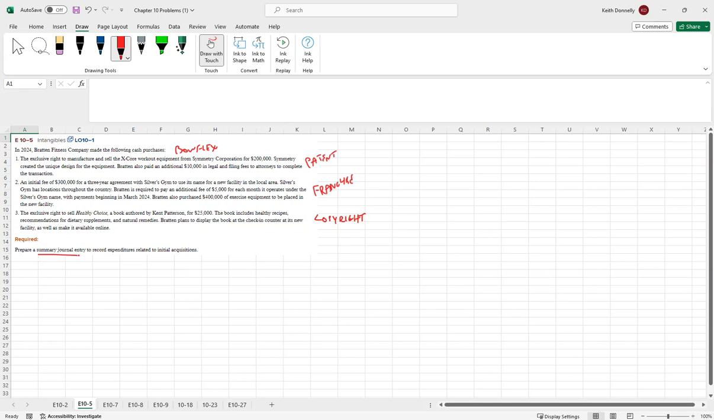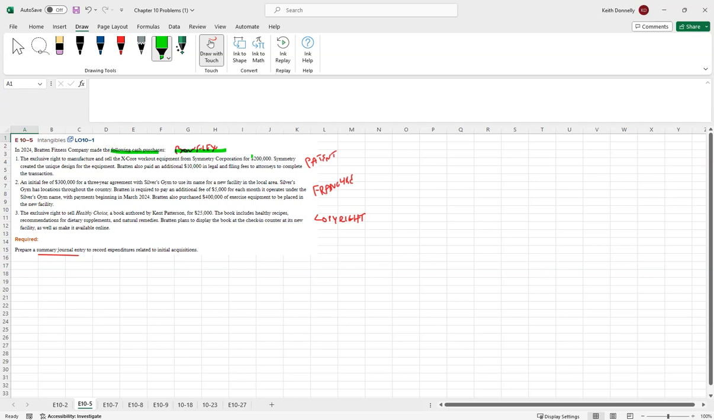Prepare the summary journal entry to record the expenditures related to the initial acquisition. So we have some intangibles here. Let's start with looking at it. So they get the patent. Essentially, they buy the patent here for the Bowflex. They made the following cash purchases.